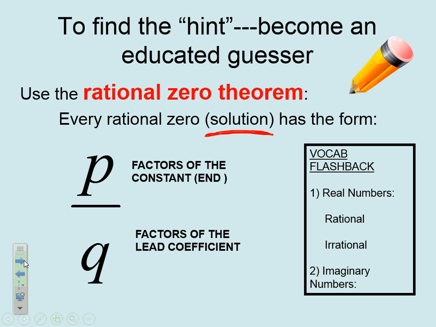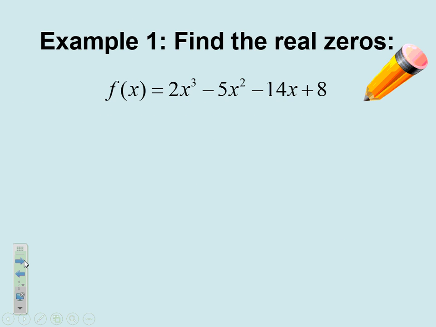And a little vocab review. We are going to be working with rational and irrational numbers today and tomorrow. Imaginary numbers we're not going to work on until next week. Alright, here we go. First example.